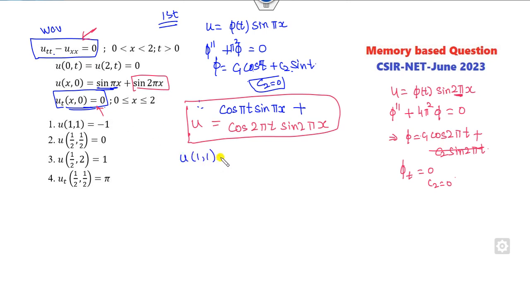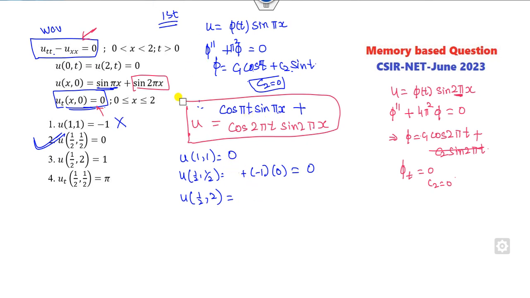Now u(1, 1) is sine pi sine 2 pi, which is 0, so this option is cancelled. Half and half, both are the same, so cos pi by 2 is 0 and its first part will be 0. For half, cos pi is minus 1 and sine pi is 0, so it is 0. So this is the correct option. Then half comma 0, half comma 2: cos pi by 2 is 0, x is half, so sine pi by 2 is 1, and then 2 pi.